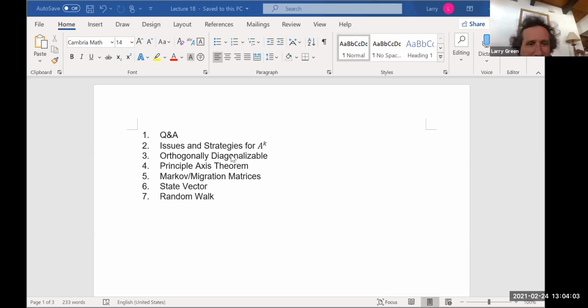That seems weird, but you know how to do e to the 4th or something. Well, what about e to a matrix? Another day we'll talk about it. Then we'll define what it means for a matrix to be orthogonally diagonalizable, which rolls off the tongue so well. And then I'll get into the principal axis theorem. And after that, we're going to do Markov and migration matrices. We're going to do state vectors and random walks, and those all kind of go together.